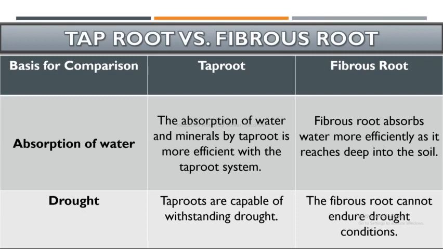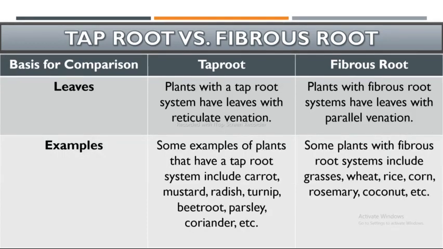Next basis for the comparison is drought. So the taproots are capable of withstanding the drought and the fibrous roots cannot endure drought conditions. Next basis for the comparison is the leaves. The plants with the taproot system have leaves with a reticulate venation, and the plants with the fibrous root systems have leaves with a parallel venation.